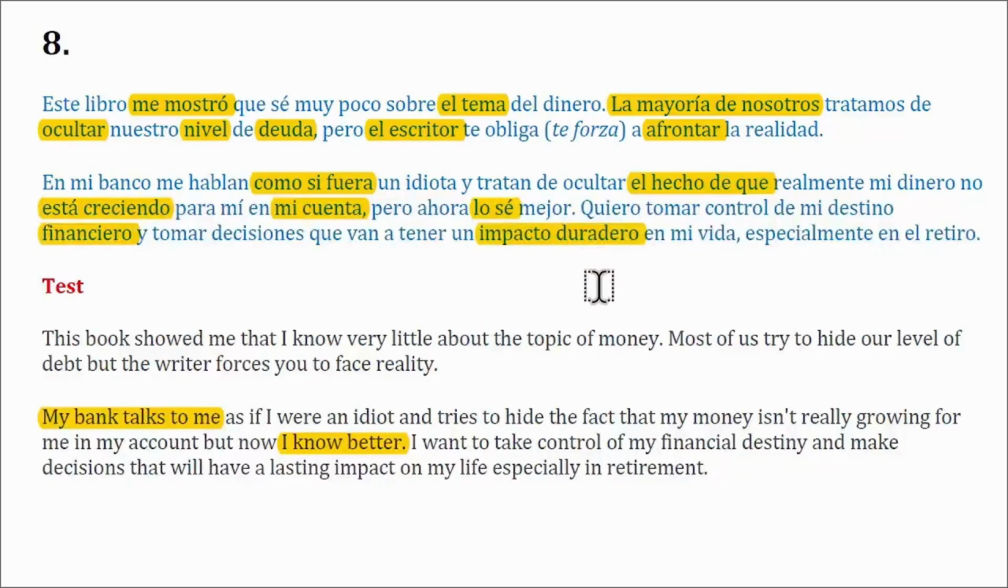Then on my life, en mi vida, especialmente en el retiro. This is retirement, the word for retirement. Notice that Spanish again uses the definite article, whereas in English we say especially in retirement. Spanish will say especially in the retirement.